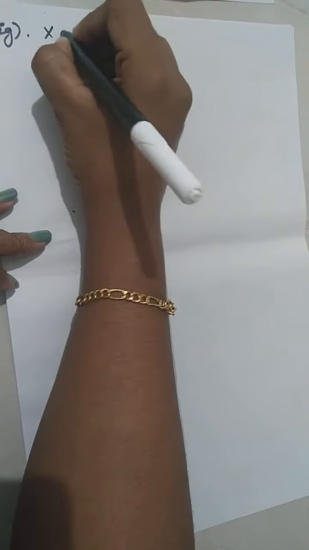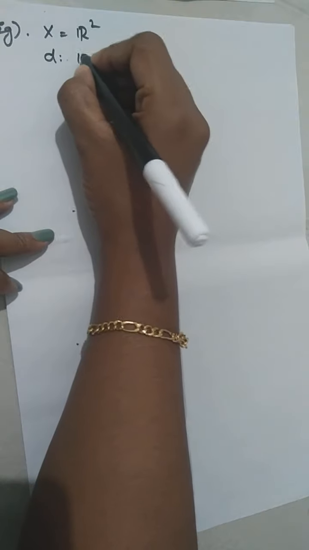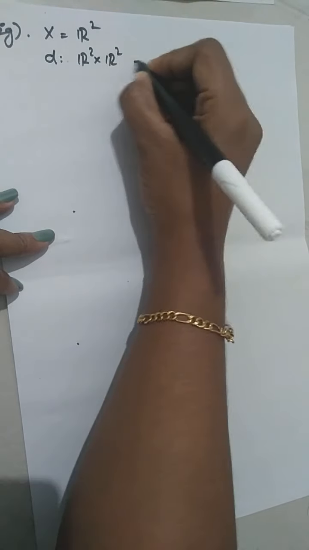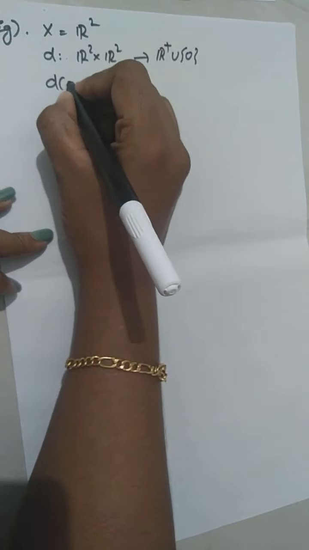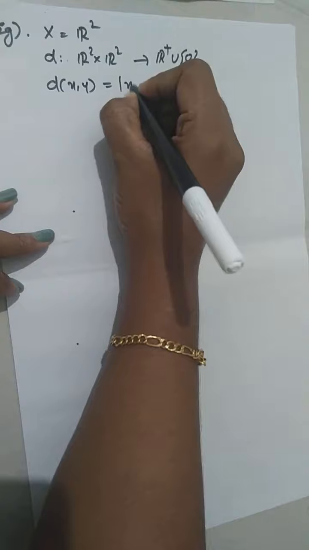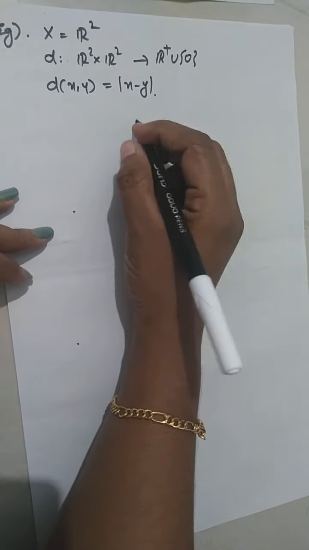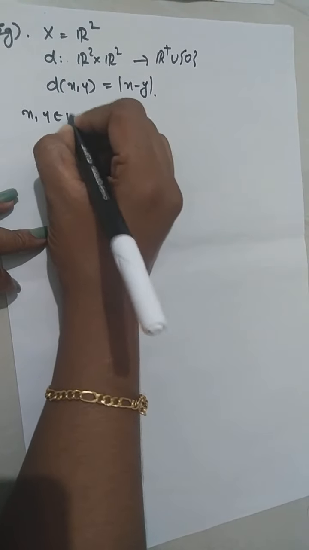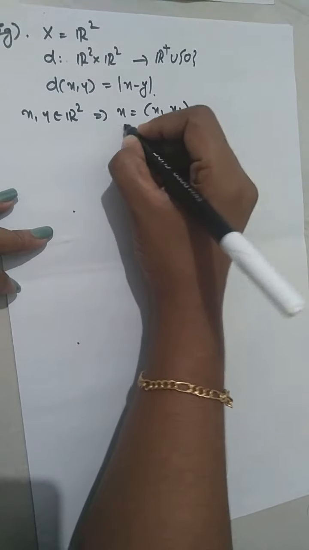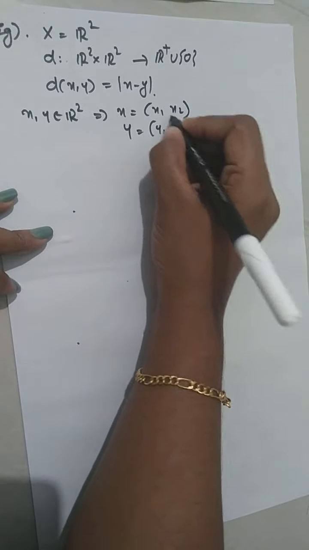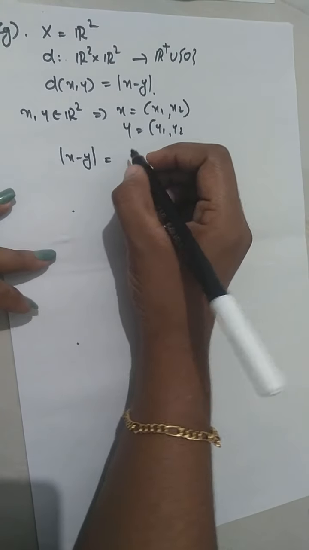Another example, take X equal to R2, the plane. Define a metric D from R2 cross R2 to R plus union {0}, defined by D of xy equal to modulus of x minus y. Here the modulus means the Euclidean distance. Here x and y belong to R2, meaning they are ordered pairs, so x will be equal to (x1, x2) and y will be equal to (y1, y2), right?